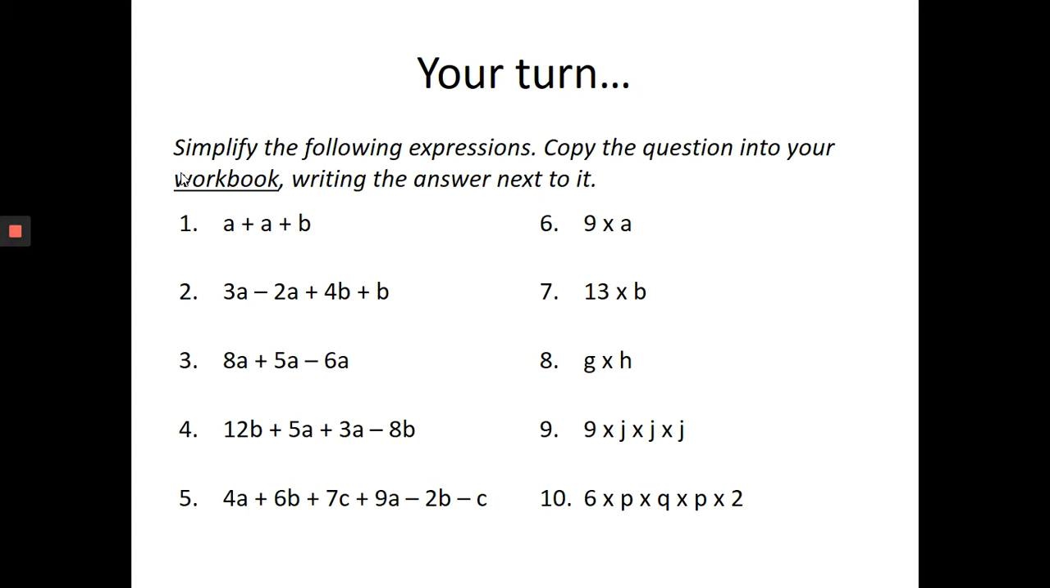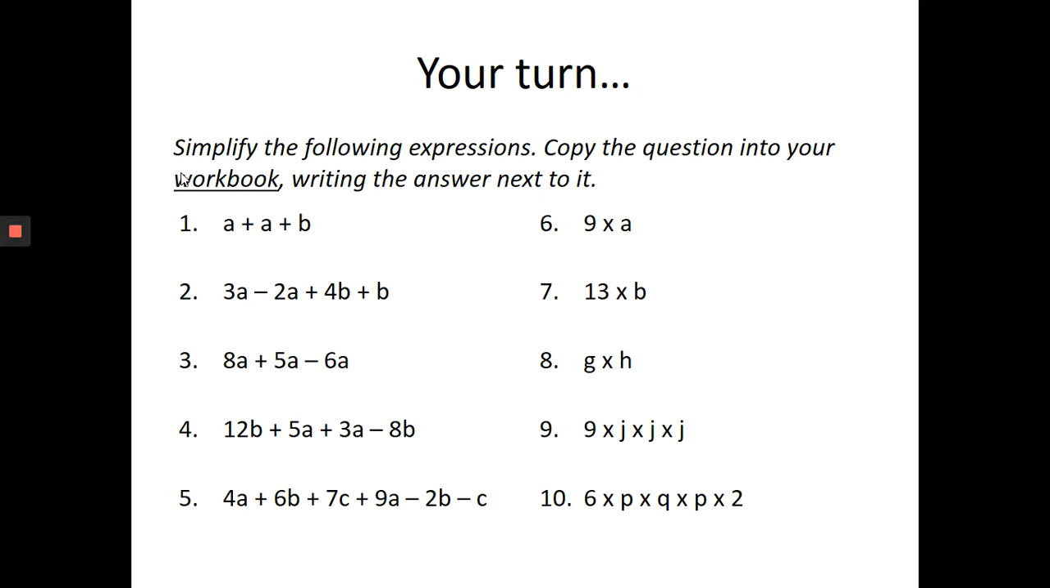Okay, so on this one, we've got questions 1, 2, 3, 4, and 5, which is what we've just done. Then on questions 6, 7, 8, 9, and 10, it's slightly different. There is a times in the middle. Now in algebra, we don't use times. We put them together and get rid of the times. So for the first one, 9 times a would equal just 9a.